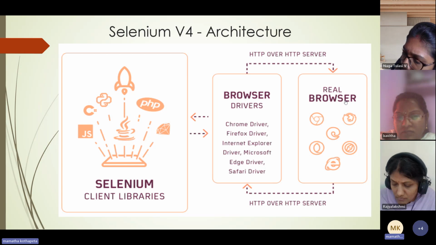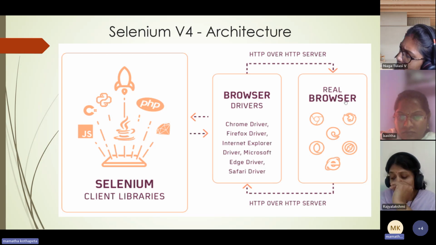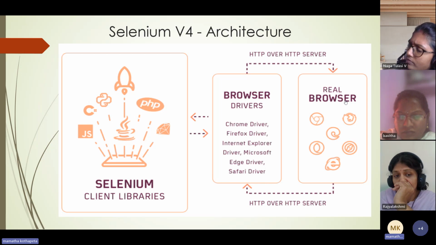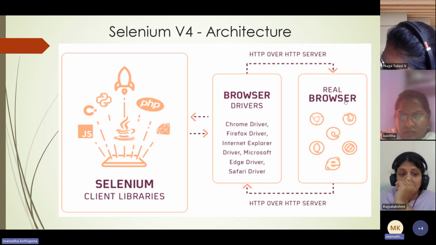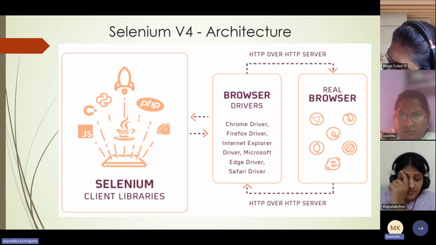Selenium 3 has four important components: Selenium client libraries, JSON wire protocol, browser drivers, and real browsers. Those are the four components of Selenium 3. Whereas in Selenium 4, they have removed the dependency on JSON wire protocol. It has only three important ones: Selenium client libraries, browser drivers, and real browsers.